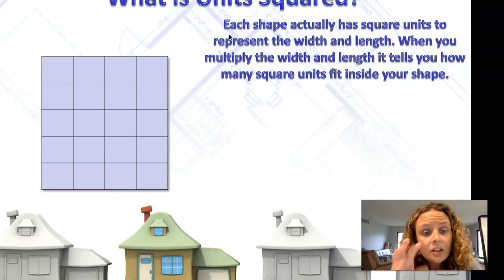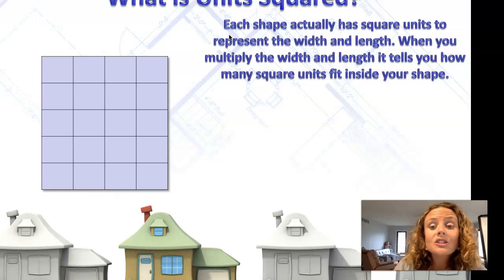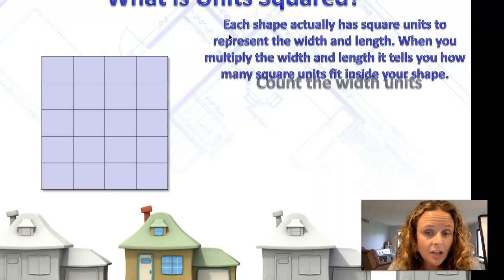You're filling in a shape with lots of little squares. So if we're talking about feet, you're talking about a 1 foot by 1 foot square unit, and how many of those will fit inside a shape? When you multiply the width and length, it tells you how many squares fit inside your shape.